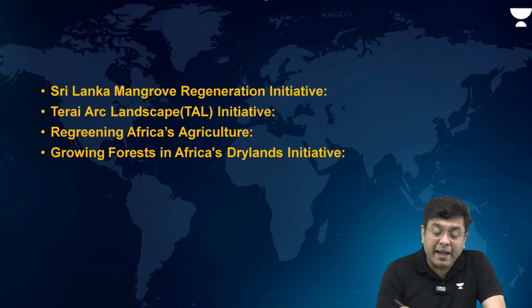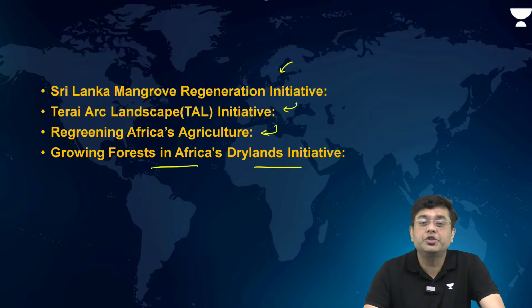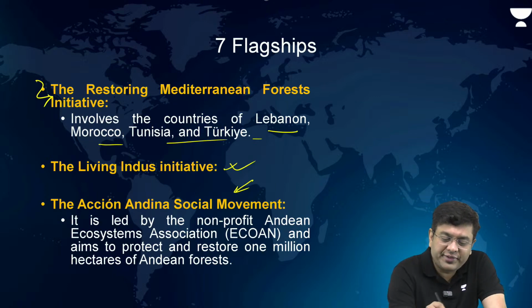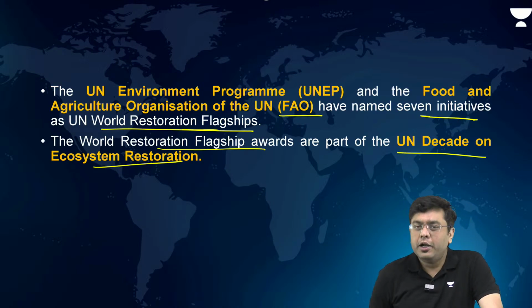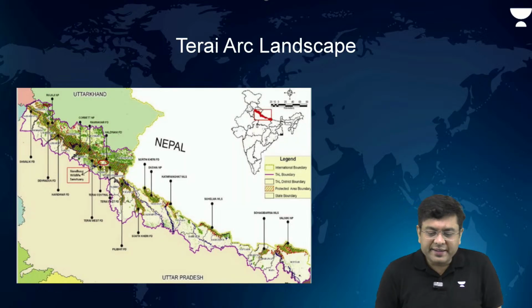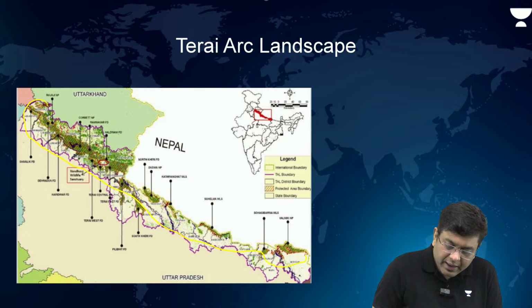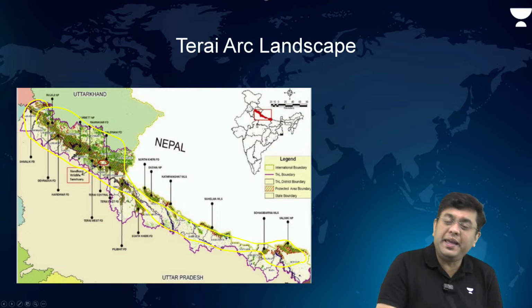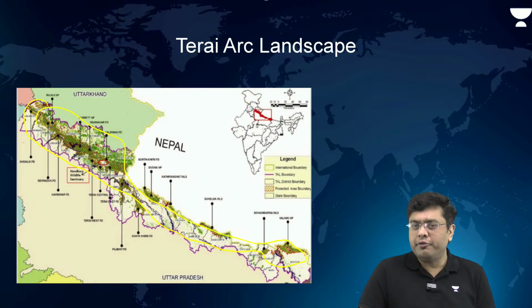Then Sri Lanka Mangrove Regeneration Initiative, Terai Arc Landscape Initiative, Regreening Africa's Agriculture to Prevent Desertification, Growing Forests in Africa's Dryland Initiative. These are your 7 flagship UN World Restoration programs to celebrate the UN Decade on Ecosystem Restoration. This is the entirety of the Terai Arc Landscape: the combined area of northern UP, Uttarakhand, Bihar, as well as the foothills region of Nepal.